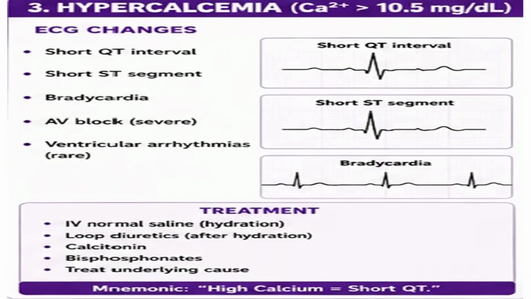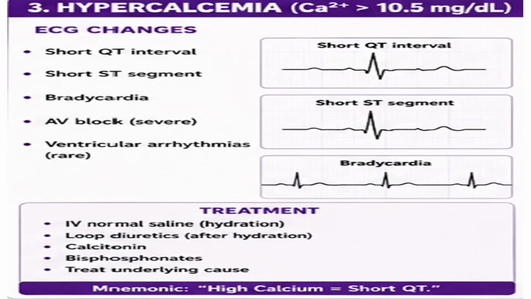Hypercalcemia shortens ventricular repolarization. The hallmark ECG finding is a shortened QT interval. Patients may also develop bradycardia, AV block, or ventricular arrhythmias in severe cases. Remember, high calcium equals short QT.